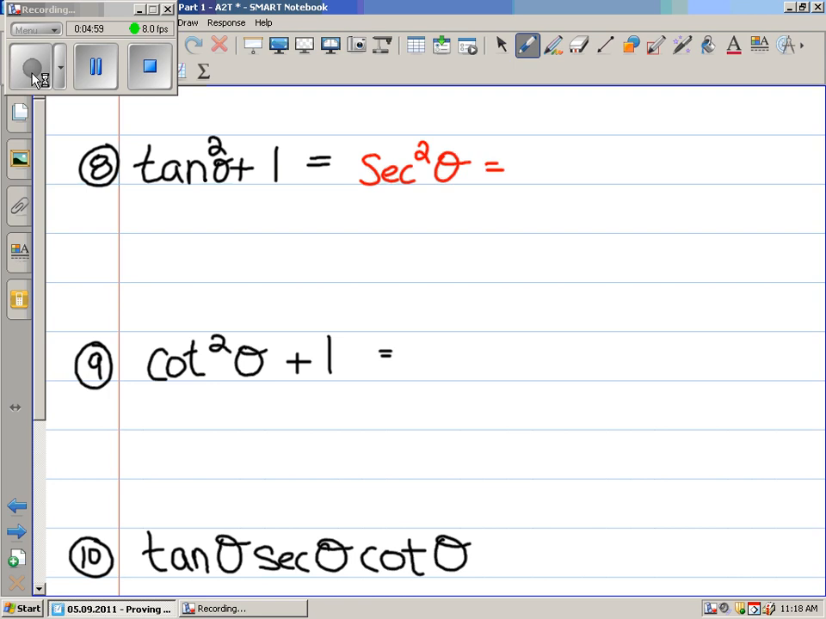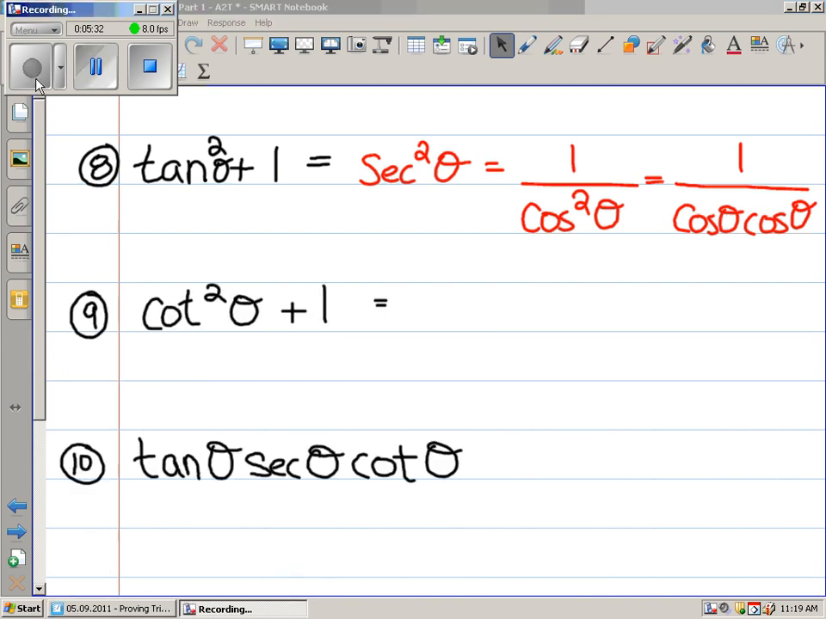Secant squared theta. What is the secant squared theta, but rewritten with sines or cosines, Maddie? Would be like 1 over cosine theta. Yeah, that's brilliant. You could either say 1 over the cosine squared theta, but people often get confused what that squared means. That squared is the same thing as just two cosines being multiplied together. And either one of those is a completely correct answer. Let's do this. What's the cotangent squared theta plus 1?